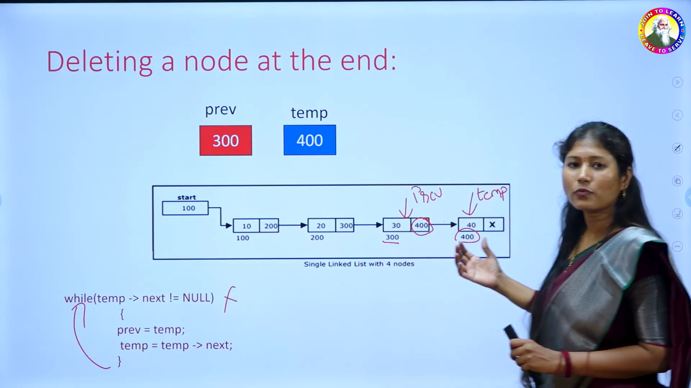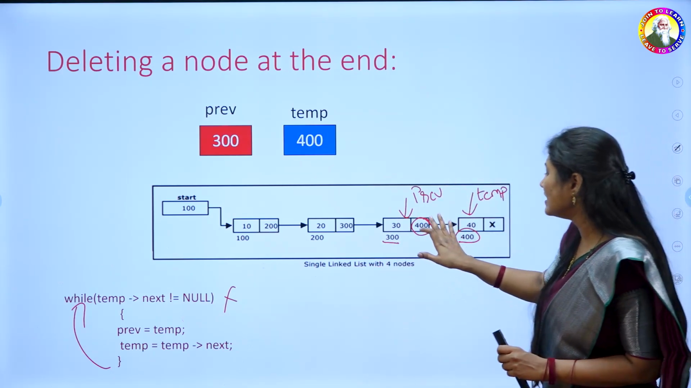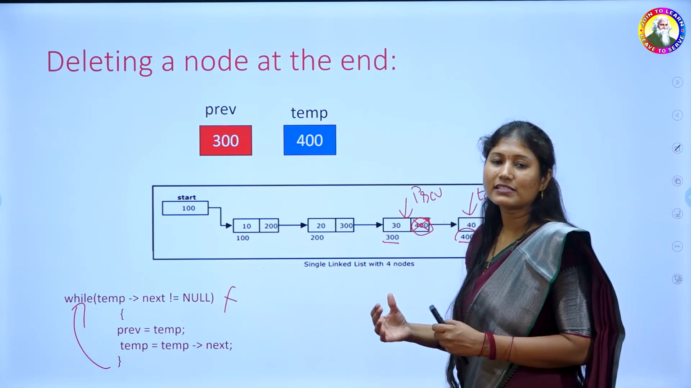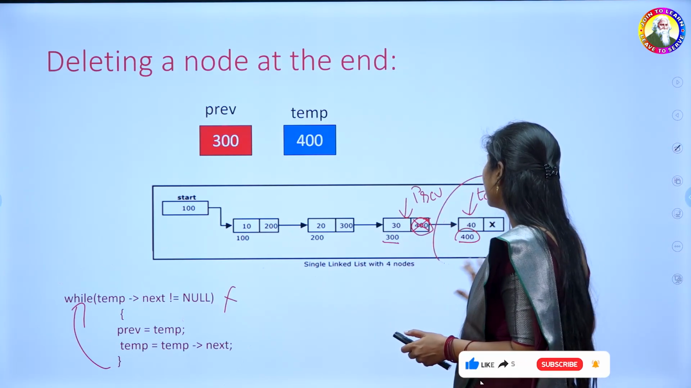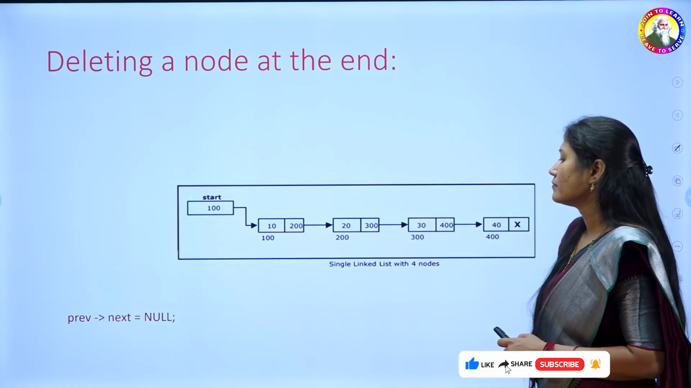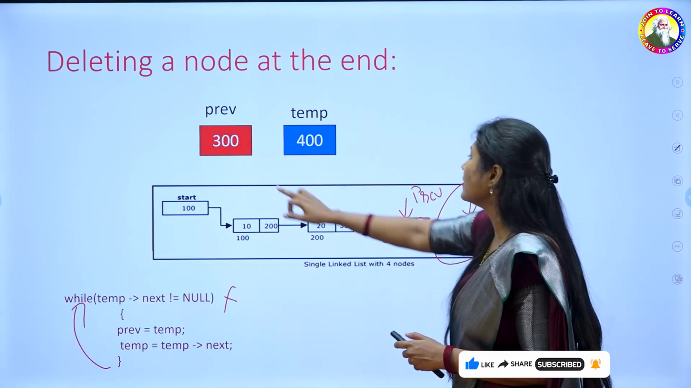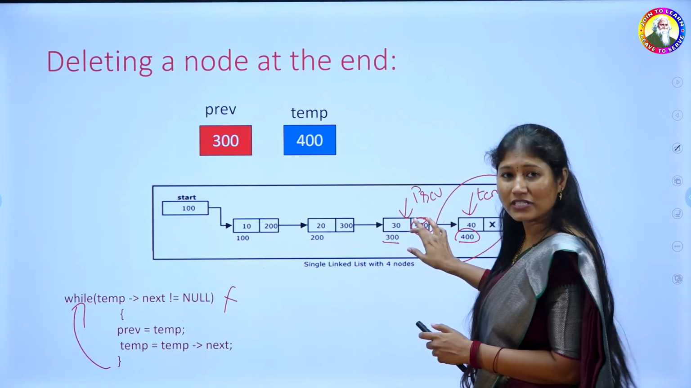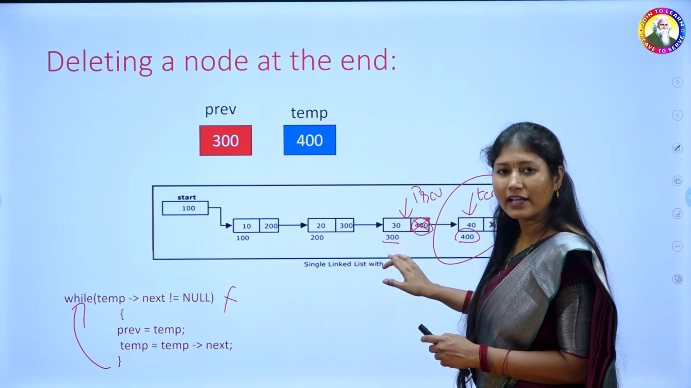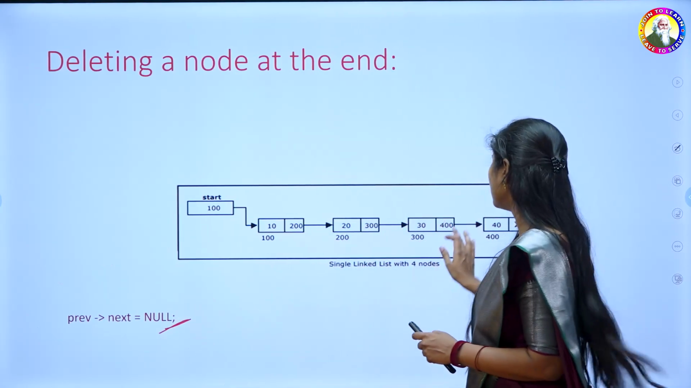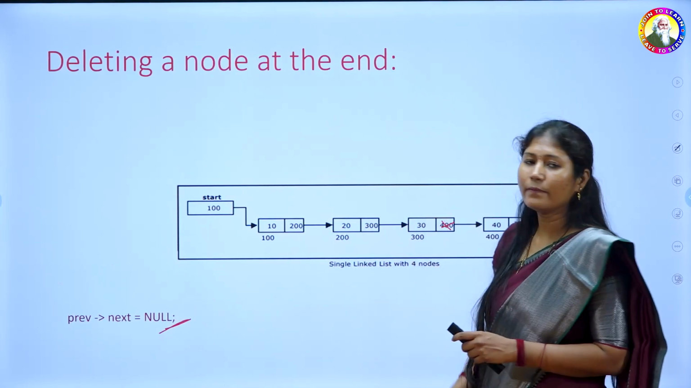After reaching this point, what I have to do? I just need to change the previous next value as the null. After that, I can free the temp. See, previous next equal to null. Initially, the previous value is 300. I need to change this next address only. How can I write the code? By writing previous next equal to null, which means that this value is changed as a null.